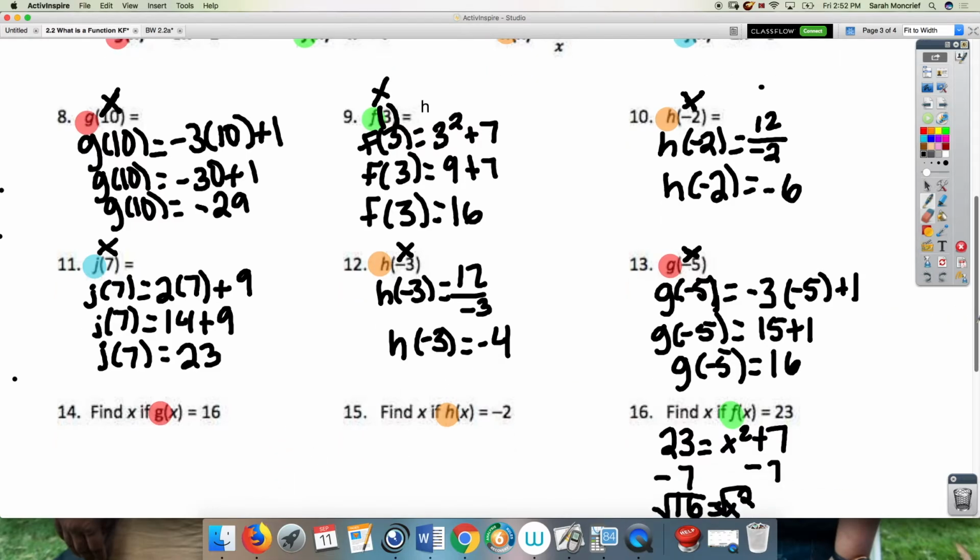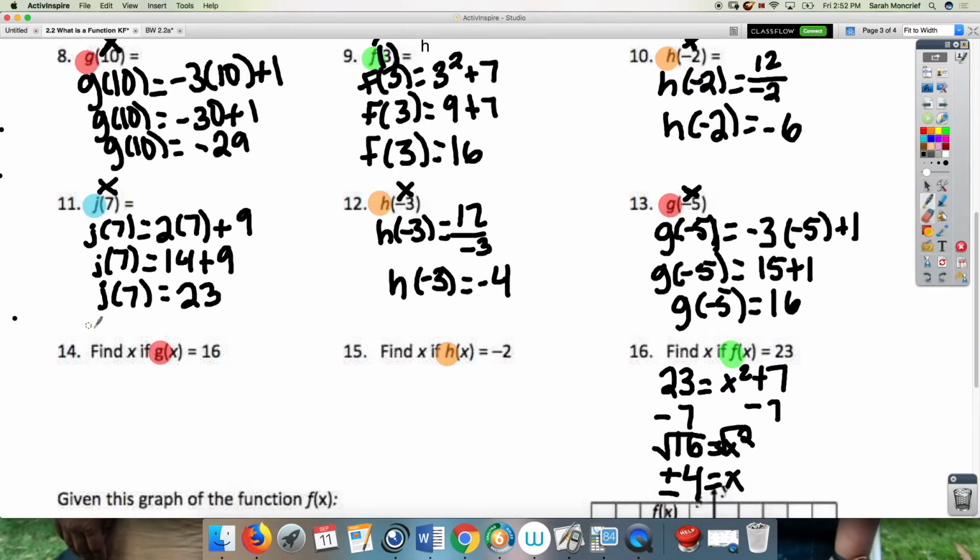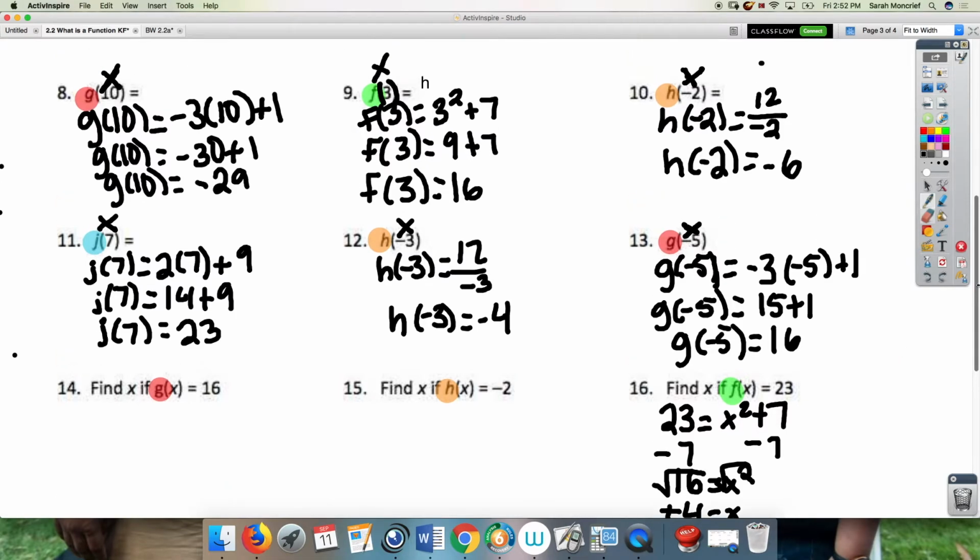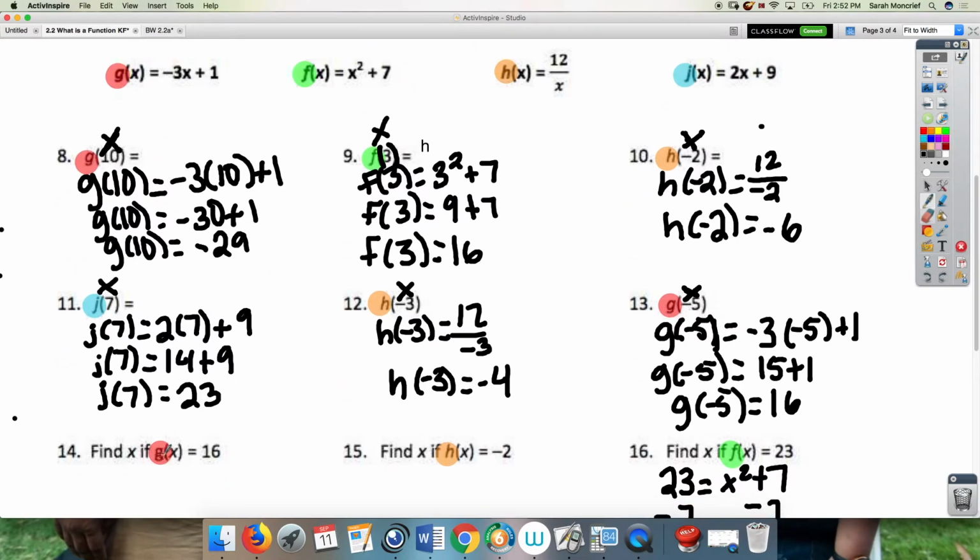All right, now let's look at the next one. It says find x if g of x is equal to 16. Now, they did not give us x, did they? They, in fact, told us to find it. So that means we need to plug in 16 for what? G of x. We will plug 16 in for the entirety of g of x. So it'll be 16 instead of g of x is equal to negative 3x plus 1.